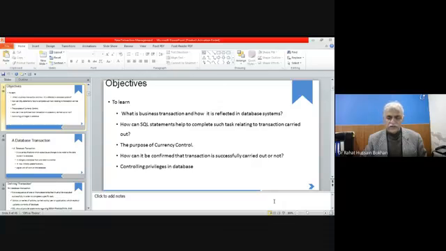What is the purpose of concurrency control? This is the major topic that we have to discuss today. Further, how can we confirm that a transaction has been successfully carried out, with no ambiguity within that? At the end, there are some privileges that may be given to the users, which a database administrator can grant. We have already discussed that, so it is a bit of a repetition.